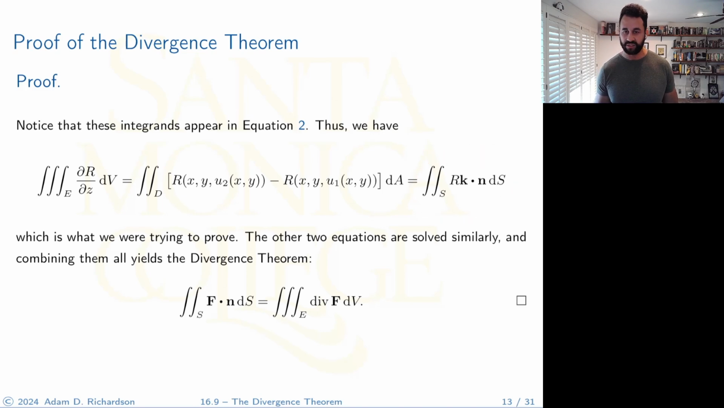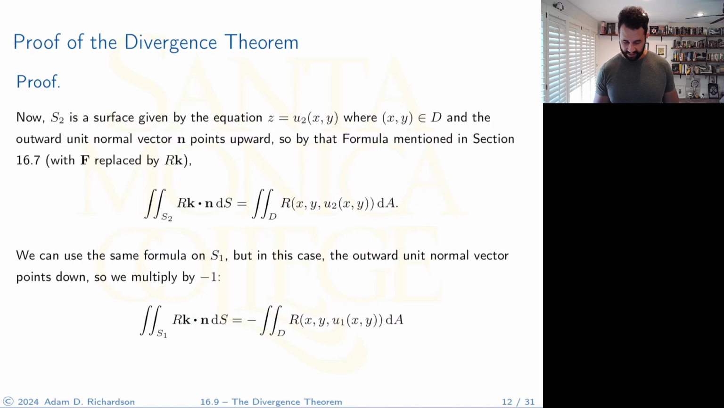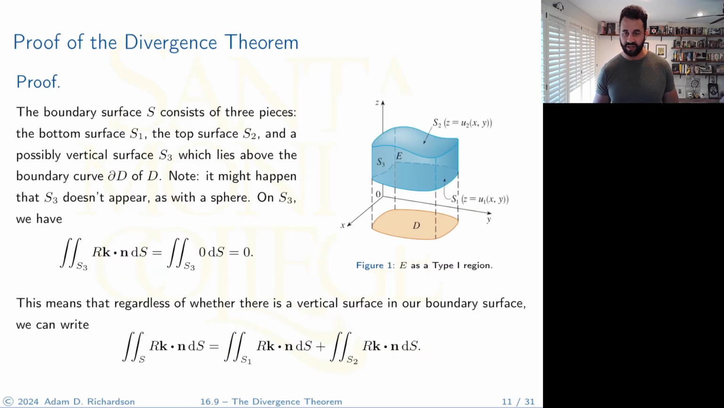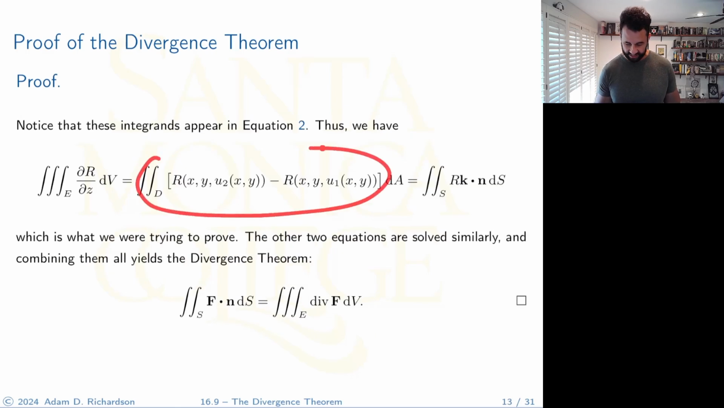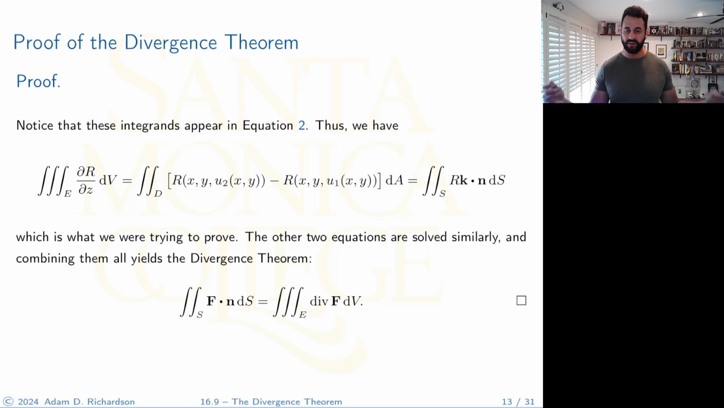Remember, this surface integral over S was equal to the sum of these two surface integrals right here. And we just found that those are this and this. So when we merge them together, we get this. But this is exactly the same expression we got when we evaluated this triple integral earlier. So now everything has come together, and at last we can say that this is equal to this. There it is. So we did that for one of those three equations. The other two equations are solved similarly, and then you add them all up, and you get the result of the divergence theorem: if you want to compute this surface integral, you can compute this triple integral of the divergence.